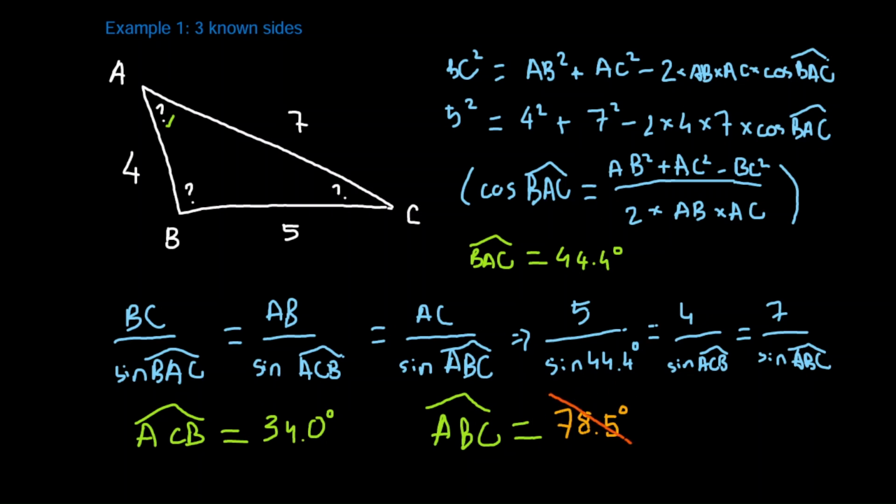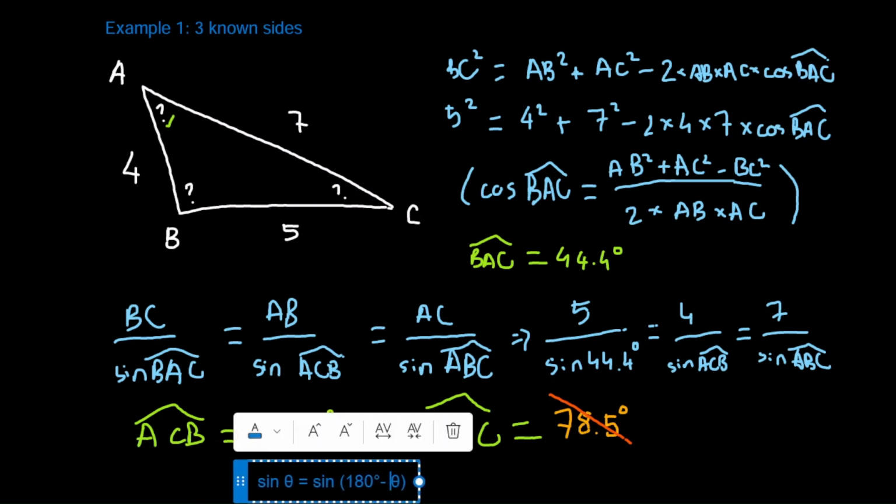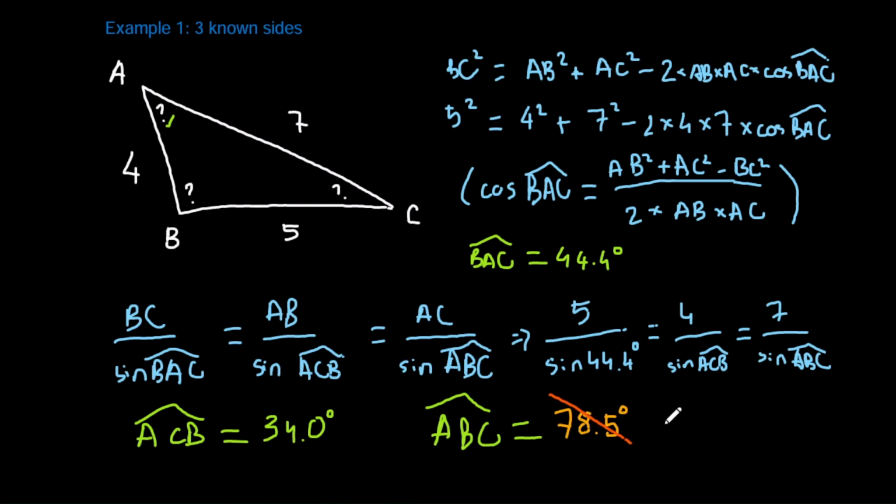What we have to do instead is to use this rule and subtract 78.5 degrees from 180 to obtain the correct answer of 101.5 degrees. You can check that these three angles now add up to 180 degrees. And this is also an obtuse angle since it's greater than 90 degrees.